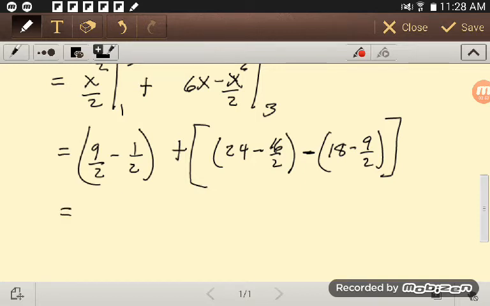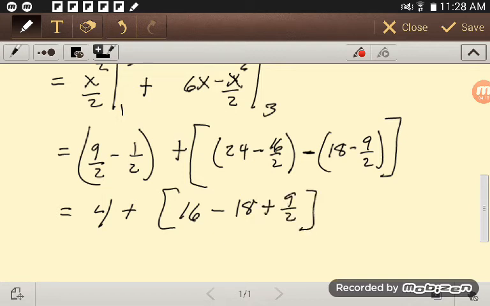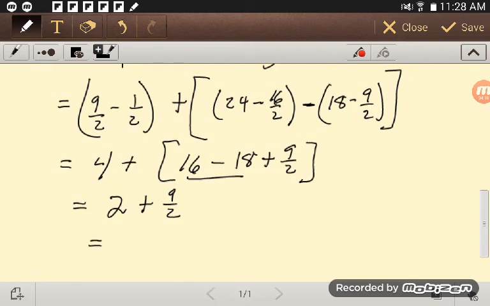9 halves minus 1 half is 8 halves, or 4, plus 24 minus 8, so that's 16, and then minus, well, I think actually it'd be a little easier for me if I did minus 18 plus 9 over 2, because then that makes a negative 2, so I have a negative 2 and a 4, so that's 2 plus 9 over 2, and that is 4 over 2 and 9 over 2, 13 over 2.